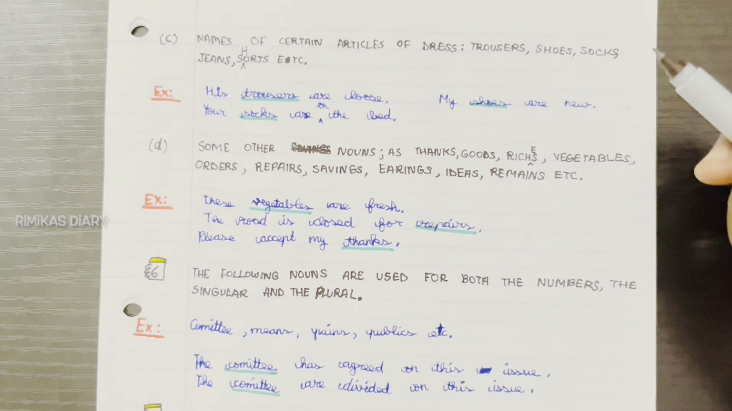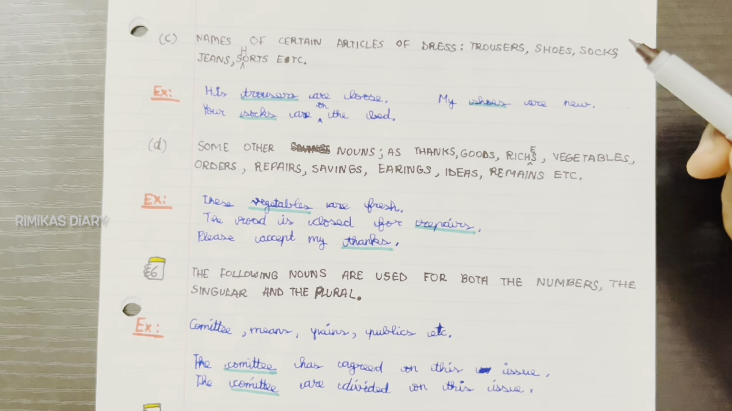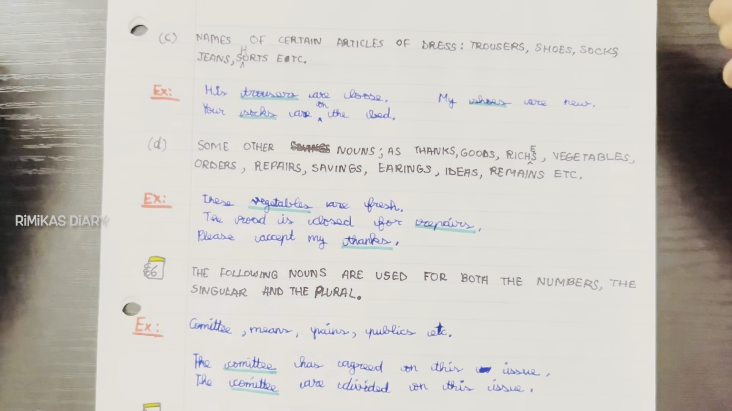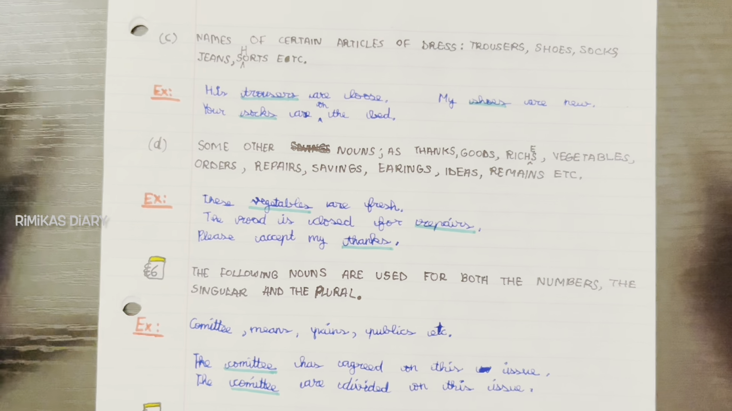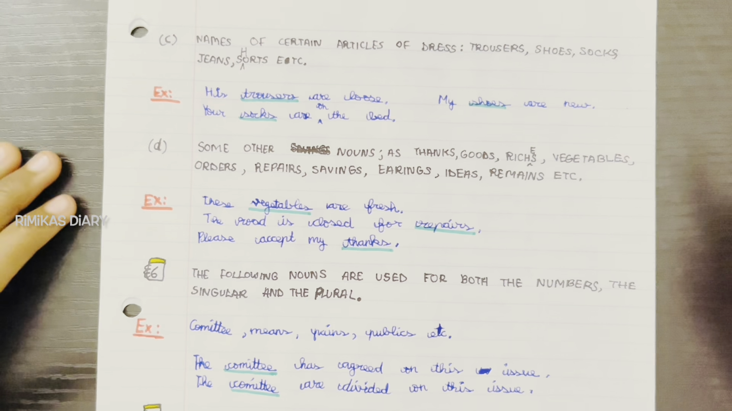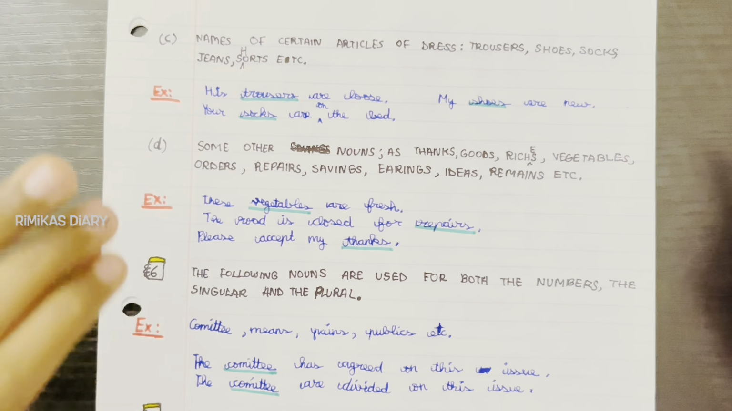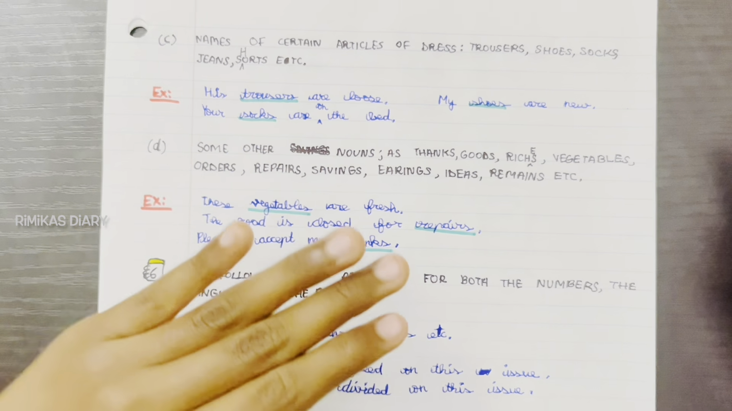Next, names of certain articles of dress: trousers, shoes, socks, jeans, shorts, etc. These nouns are always used as plural. The names of certain articles of dress are always used as plural. Like his trousers are loose, your socks are on the bed, my shoes are new.